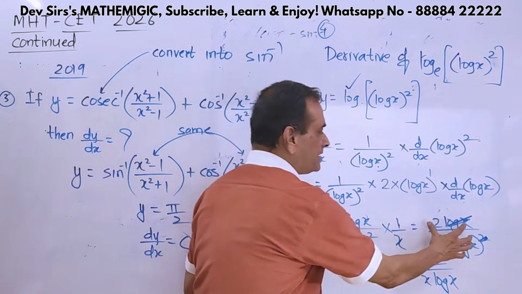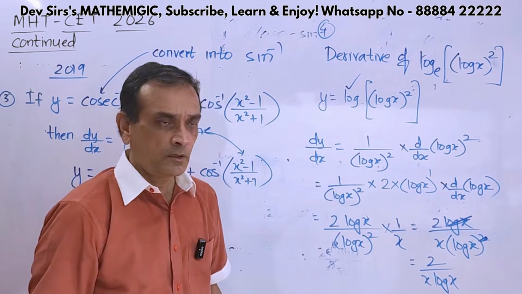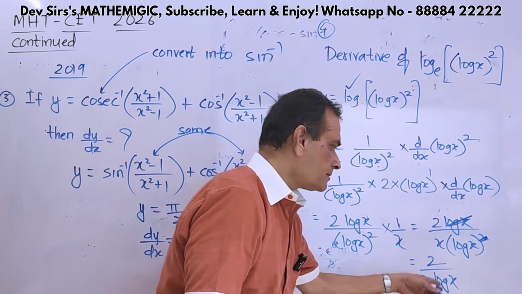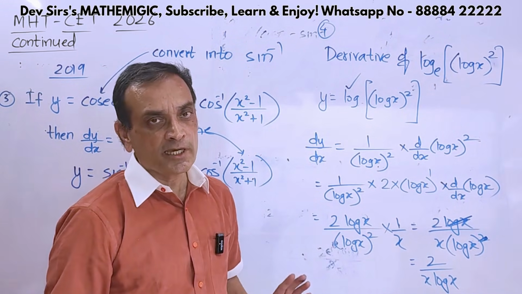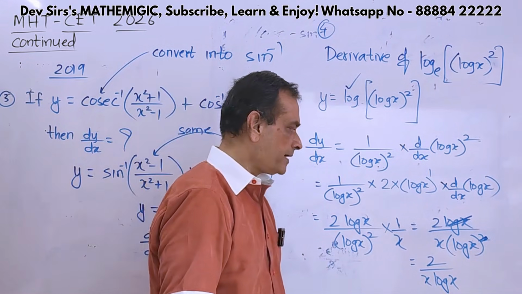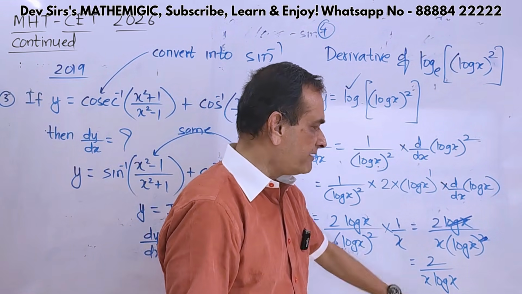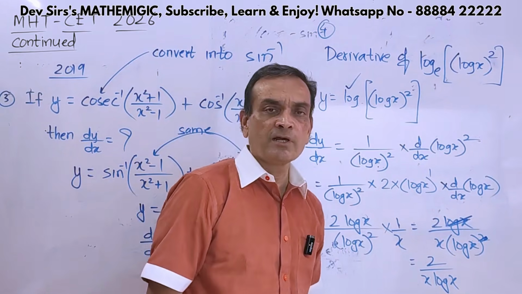If this option was given, यहाँ पे टिक मार्क करो. If this is not given, then you have to simplify. You have to keep on checking the options given. Okay. So this was the final option given. So we simplified by cancelling 1 log x.